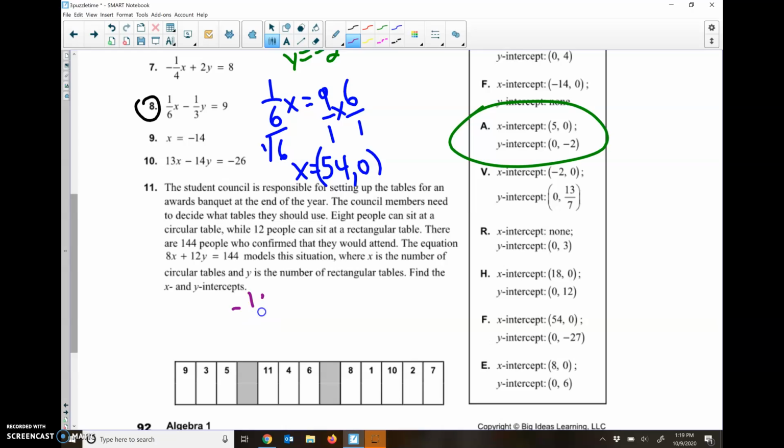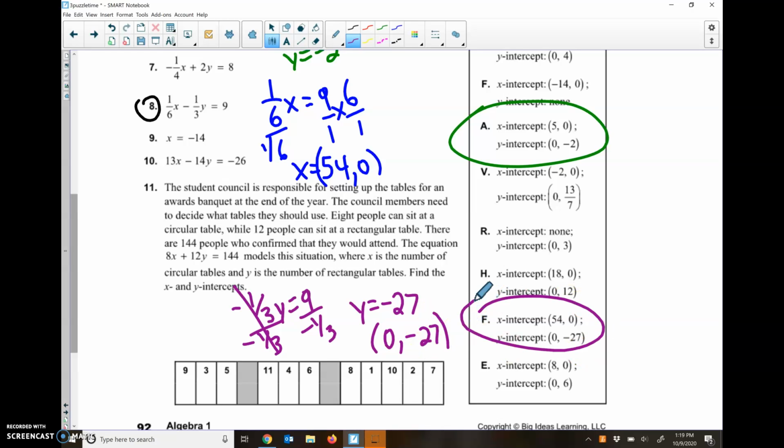So I get negative 1/3y equals 9. Divide both sides by negative 1/3. So I'm left with y equals negative 27. Since that's my y value, remember, we're going to write it as 0, negative 27. So letter F down here.